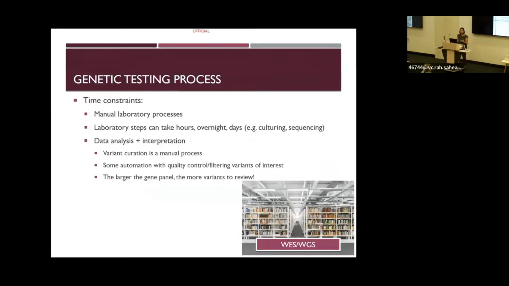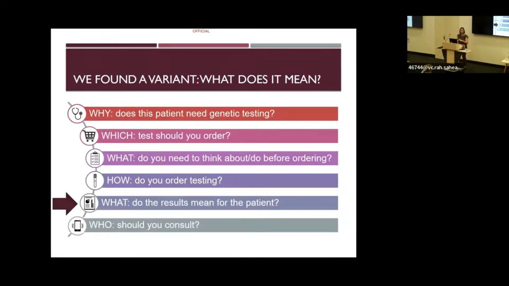We go through and check them all. It's a little bit of automation, but still there's quite a lot of manual curation. As we were talking about before, the larger the gene panel, the more genes, the more spelling mistakes that we have to check. Okay, so we've done all of that. Now we've got the report. What do those results mean for the patient?